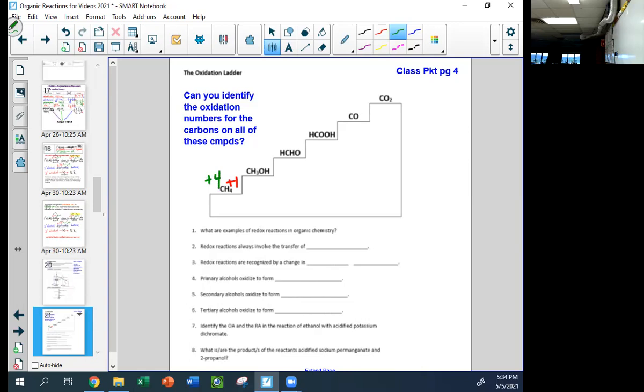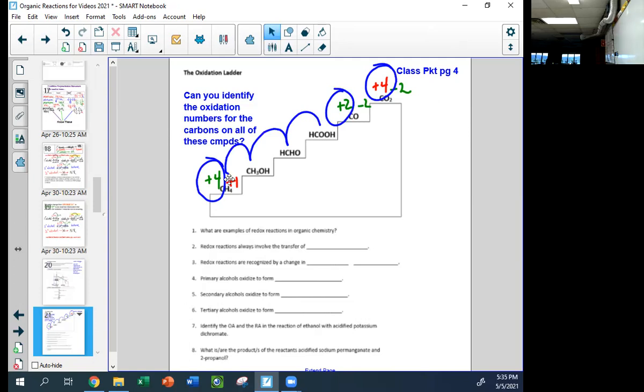Let's go up to the carbon monoxide. If the oxygen is a -2, the carbon will be a +2. In carbon dioxide, if the oxygen has an oxidation number of -2, the carbon will be a +4. So forget about the colors. What we have seen is a change in oxidation number here from a +4 to a +2 to a +4, and you would see that oxidation number gradually change through this oxidation ladder.